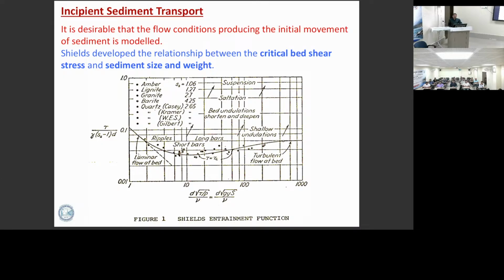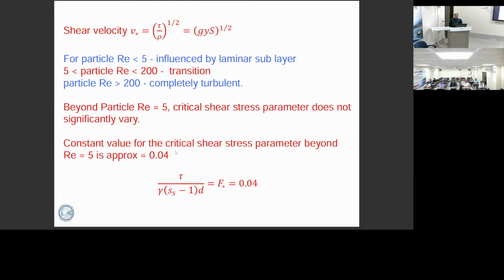So here you can see this is called a Shields curve. Whatever is above this curve is under motion. Below that, it is stationary. So you have to select the bed material so that the tractive force of the prototype is matching with the tractive force of the model for the bed material. This is the shear velocity, u* equals root of g y S. This is based upon Shields' equation.